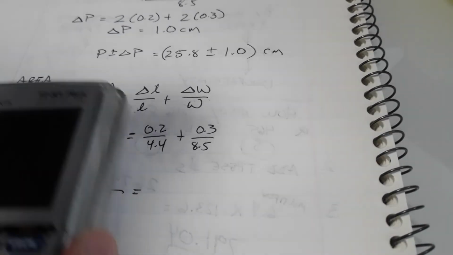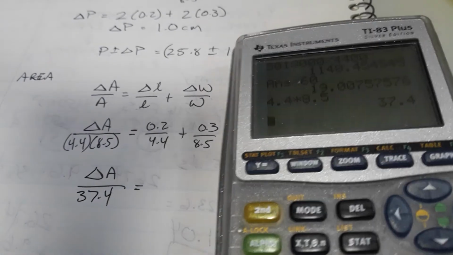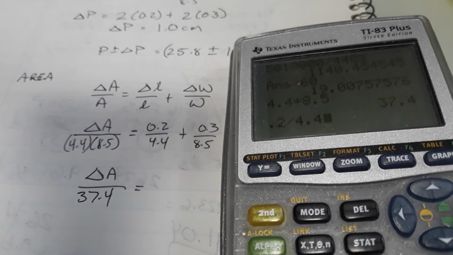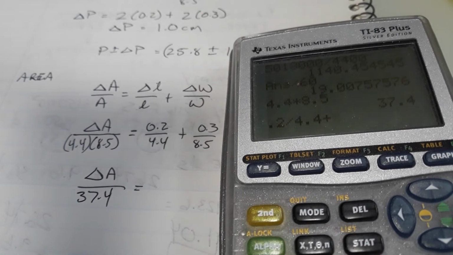Okay, now on the other side, I'm going to do everything at once. And here, I'll even show you in the calculator what I'm doing here. So that would be 0.2 divided by 4.4. And I can say plus because the calculator knows the order of operations. I'm assuming you guys have all learned the please excuse my dear Aunt Sally order of operations. And so it will do the division before it does the addition.